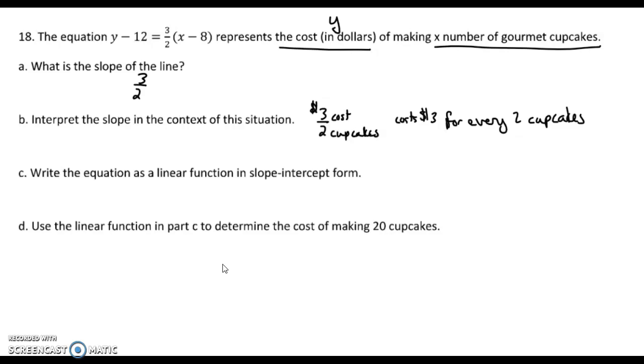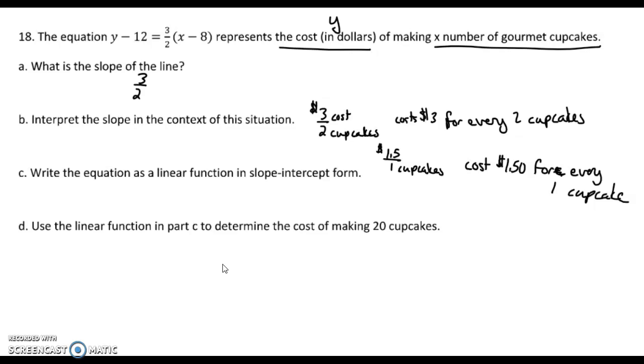Now another way you could do that is 3/2 is 1.5. So think of that as 1.5 over 1. And so that tells me that the cost is $1.50 to make every 1 cupcake. So when they say interpret the slope in the context, they just mean tell what it means in this specific problem. What do the numbers represent?